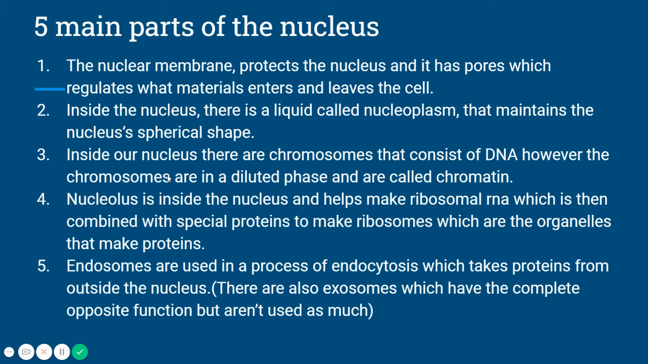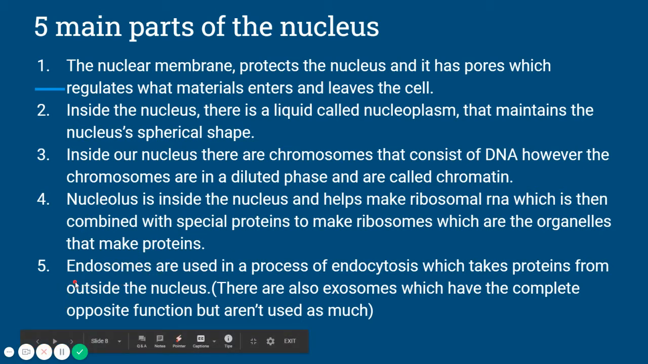The nucleolus is inside the nucleus and helps make ribosomal RNA. This is usually called the little brain. So, the ribosomal RNA, also called rRNA, is then combined with special proteins to make ribosomes, which are organelles that make protein. So the rRNA is combined with proteins which are made from previous ribosomes to make new ribosomes.